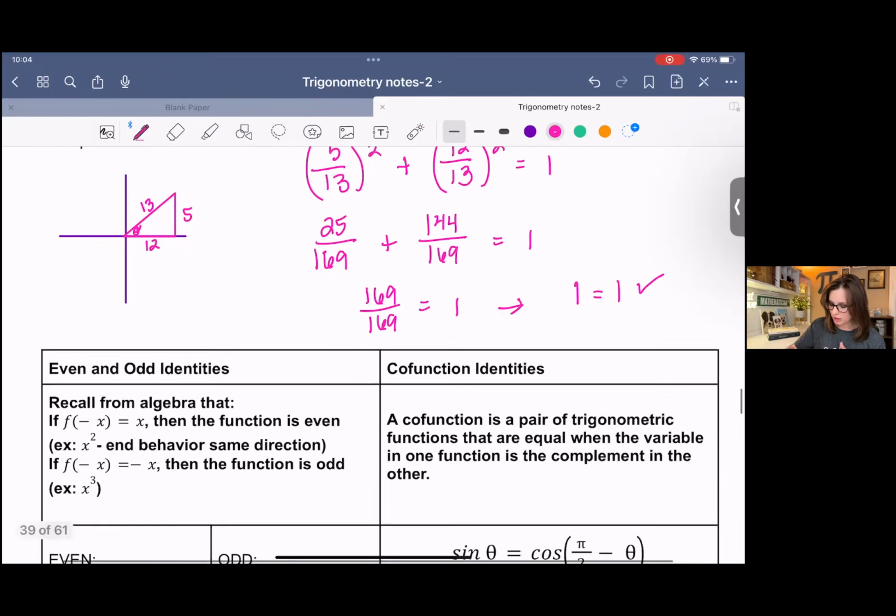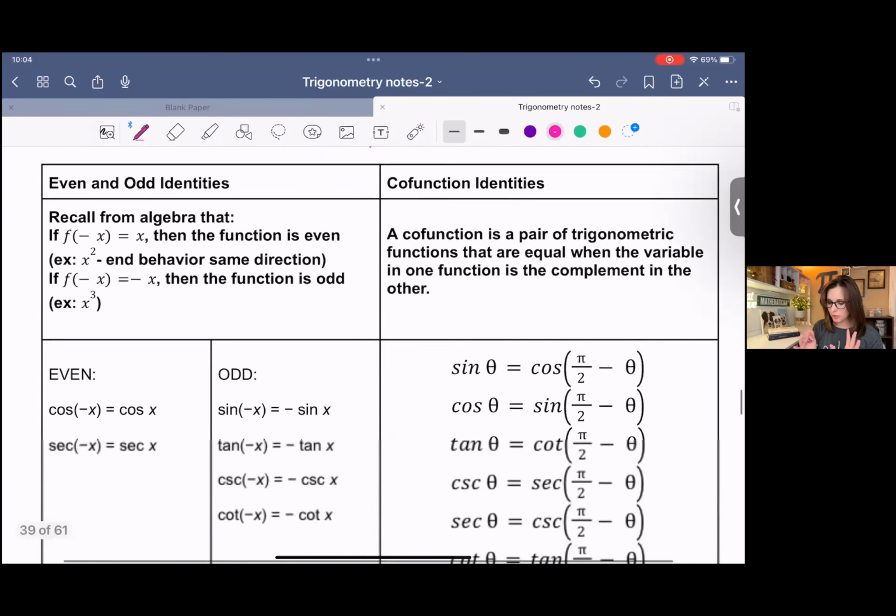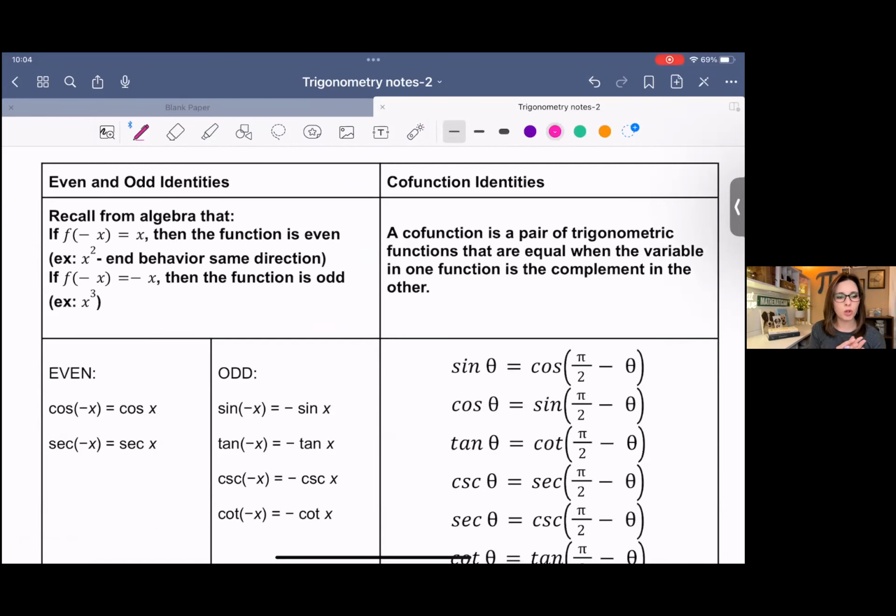Okay, moving on to some different stuff. I have a table here listing out some more identities. So we have even and odd identities. Recall from algebra that if f of negative x equals f of x, then the function was even. For example, x squared. It's an even function. The 2 is an even number. The end behavior, they both point up or down depending on the coefficient. When you plug in negative x and you square it, you get positive x squared, even function.